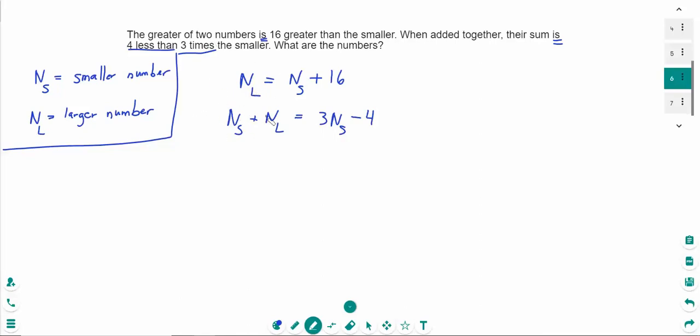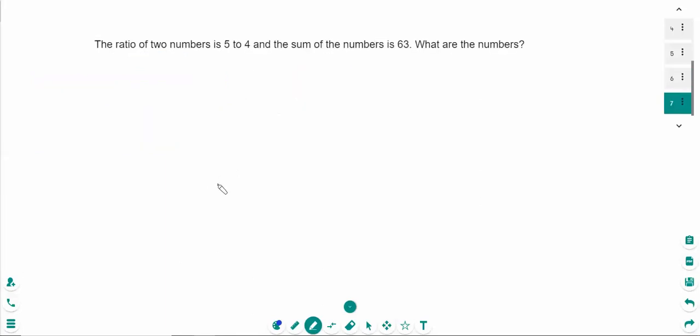So we have their sum, and it says that sum is, meaning equals, 3 times the smaller, but 4 less than that. So we have to subtract 4 from that. Does that make sense? That would be our system of equations, and we could solve it from there. Excellent. Let's try another one here.